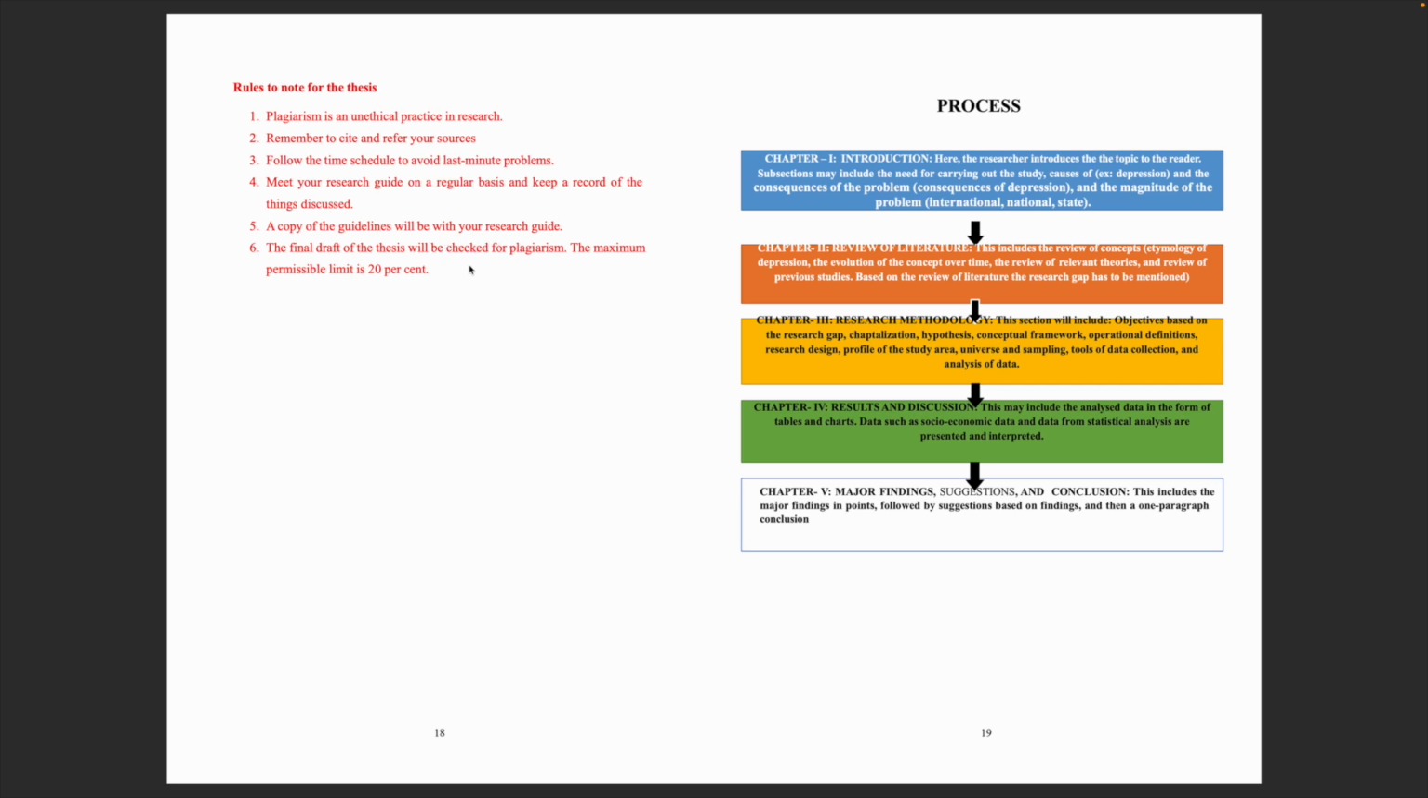The final draft of the thesis will be checked for plagiarism. The maximum permissible limit is 20%. Again, as I said, this is for this university and this department. Now look at the process. I've mentioned how the entire process works so that students get a brief outline of what the whole thesis is about. So you have chapter 1 is about introduction, chapter 2 is about review of literature, chapter 3 is about methodology, chapter 4 is results and discussion, chapter 5 is major findings, suggestions and conclusion.